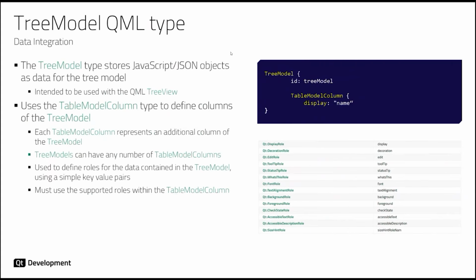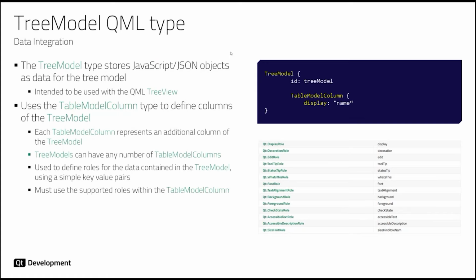So tree models store JavaScript / JSON objects as data for the tree model. The tree model is intended to be used with a tree view. And this is going to use table model column types to define columns of the tree model. So notably, these are table model columns, not tree model columns. So it does still have a dependence on the table model itself. And each of these table model columns will represent a column of the tree model. And tree models can have any number of table model columns, as is logical for your tree model, and these are going to be used to define roles contained within the tree model using simple key value pairs.